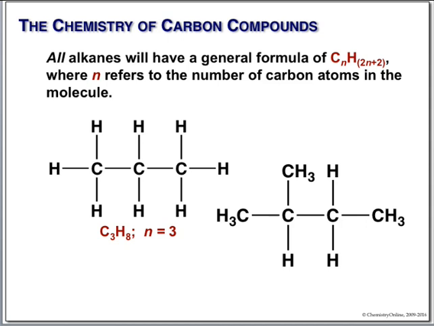Over here we'll have 1, 2, 3, 4, 5 carbons. So 2n is 10 plus 2 more. This is C5H12. Whenever you have an alkane, the general formula will be CnH2n+2. That's how you know it's a simple alkane.